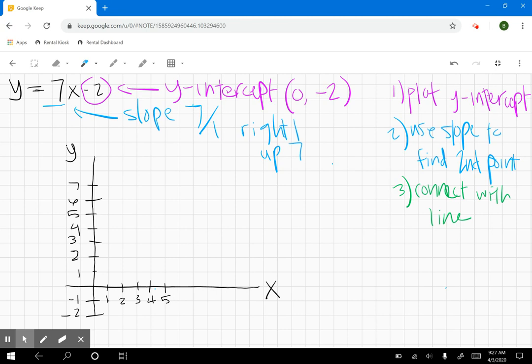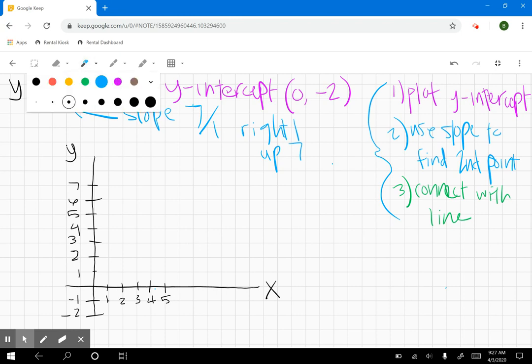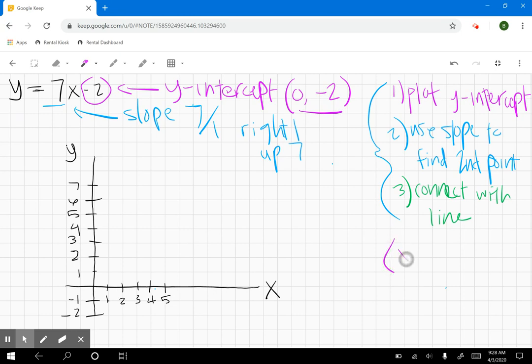Okay, so the first thing we're going to do to graph this, I wrote the steps over here for you. Easiest way to do it, for me at least, is to plot the y-intercept first, then use the slope to find a second point, and then you just connect those with a line. Okay, so to plot the y-intercept, again, we have the point 0, negative 2. Remember, with coordinates, you always have the x first, then the y. So for the 0 on the x-axis, we don't go anywhere. We just stay at the origin, but then we're dropping down 2 for the y. So there's our first point right there.